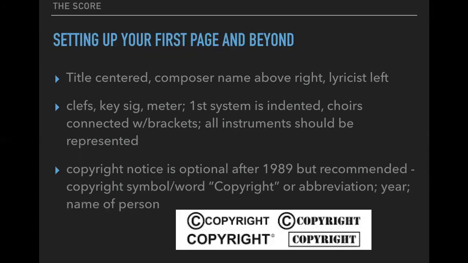And of course, you've probably seen this symbol many times. You can use just the C, so for instance, C circle 1989 or 1990, or probably more likely 2021 at this point. Or you can write the word copyright, or both.